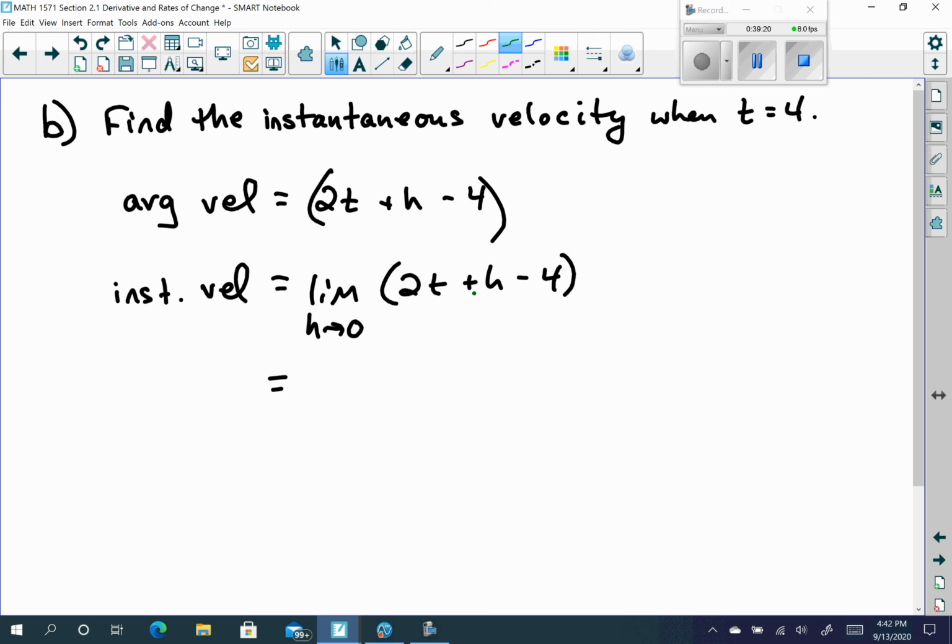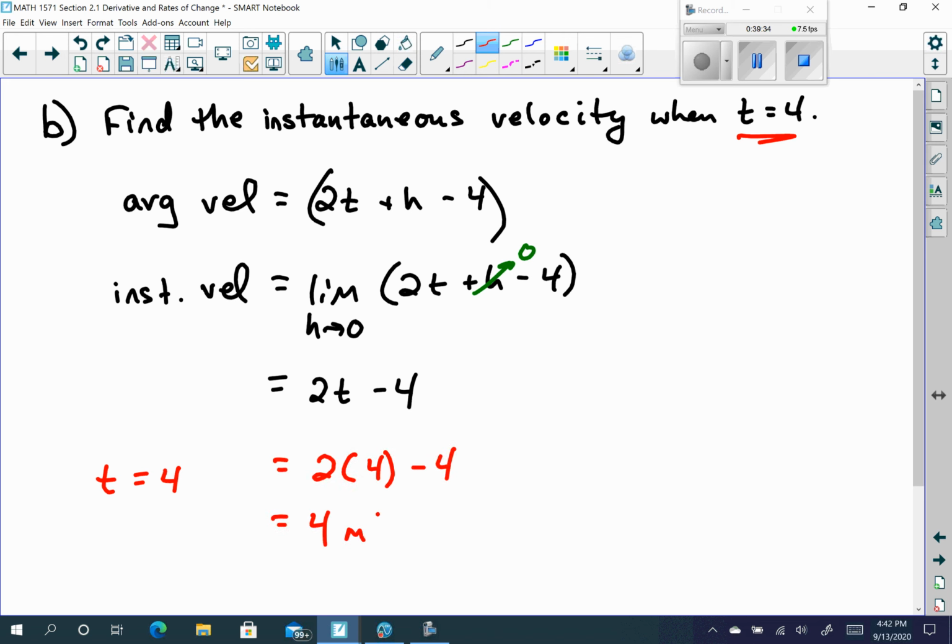So now this is just saying h becomes 0. So now I just get 2t minus 4. So now when t is equal to 4, this becomes 2 times 4 minus 4, 8 minus 4, which is 4 meters per second. So again, now we don't have to go through the table of values and pick values like 3.1, 3.8, 3.999. If we're getting closer and closer to 4 here, this is how we could just do this a lot quicker.